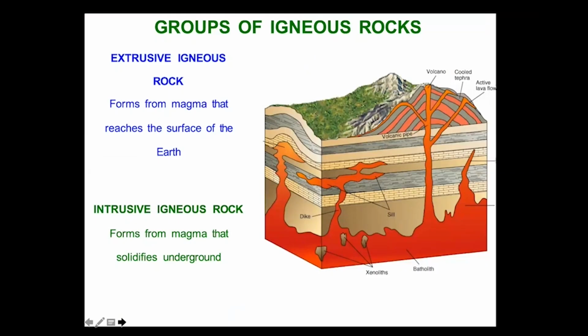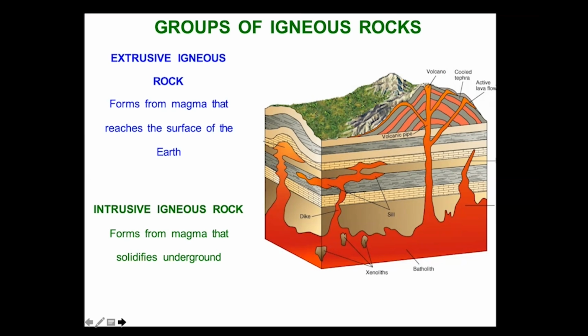There are two main types of igneous rocks. There are what we call the extrusive igneous rocks and the intrusive igneous rocks. Extrusive rocks form when the magma comes from depth, comes to the surface and flows out on the surface of the earth. As it flows out, it will cool down, commonly very rapidly, and it will form an extrusive igneous rock.